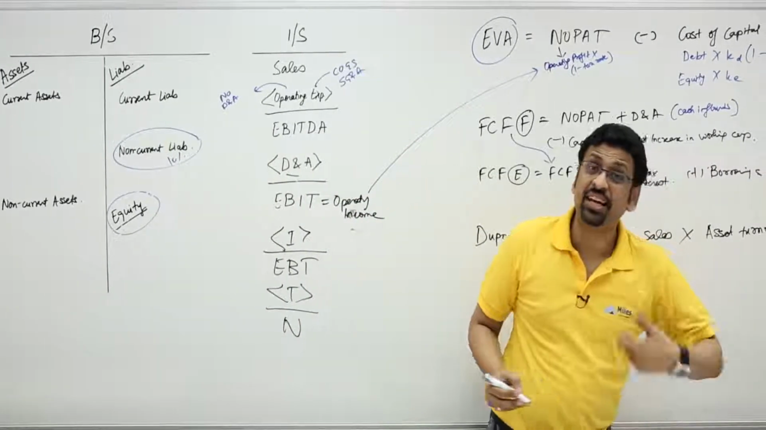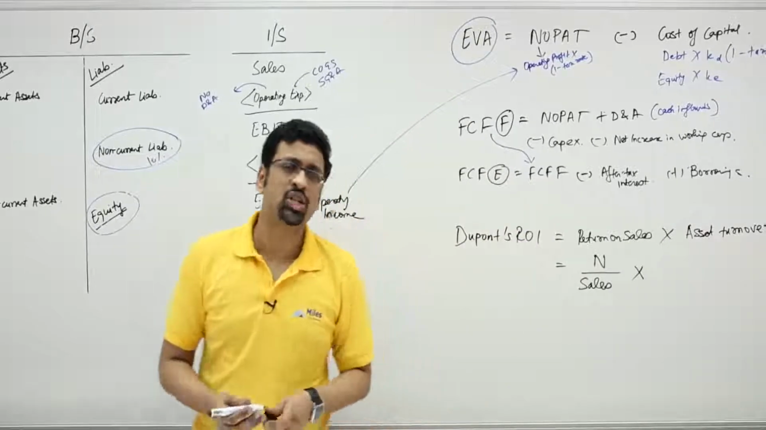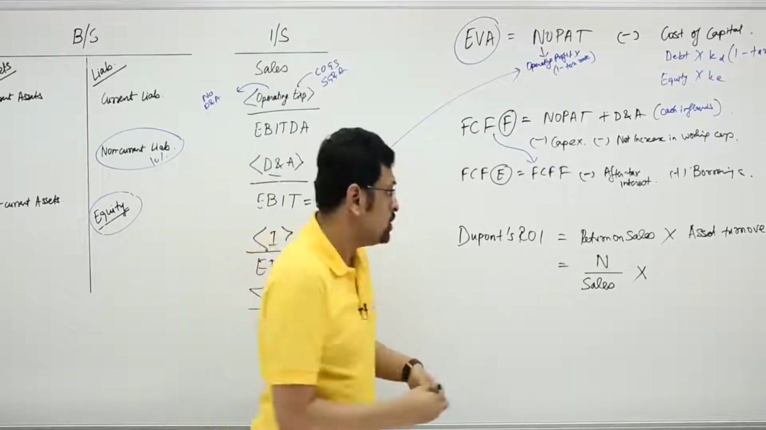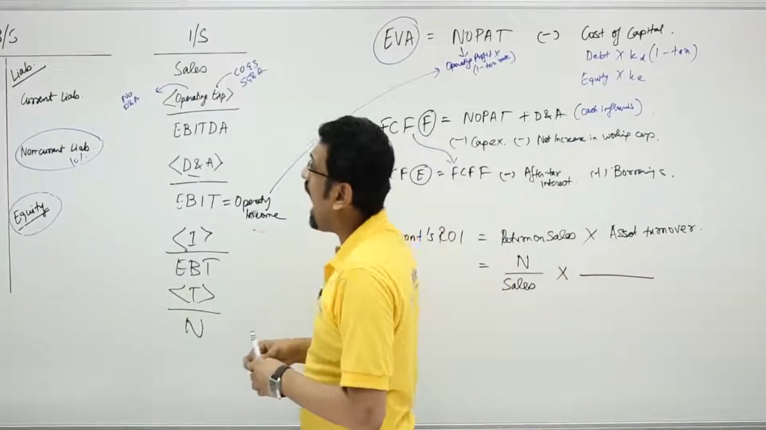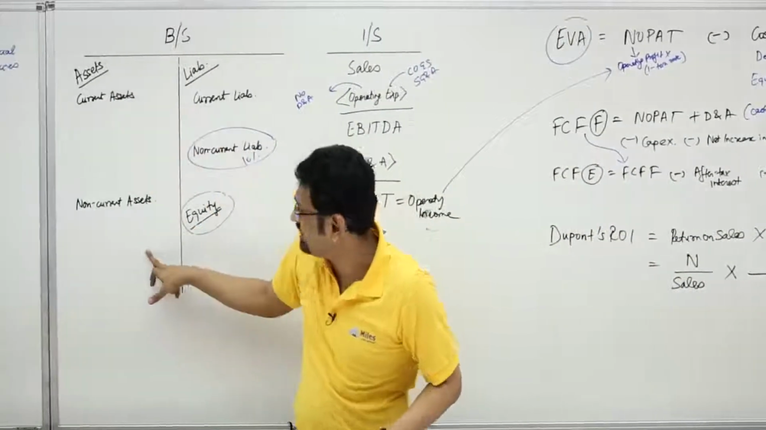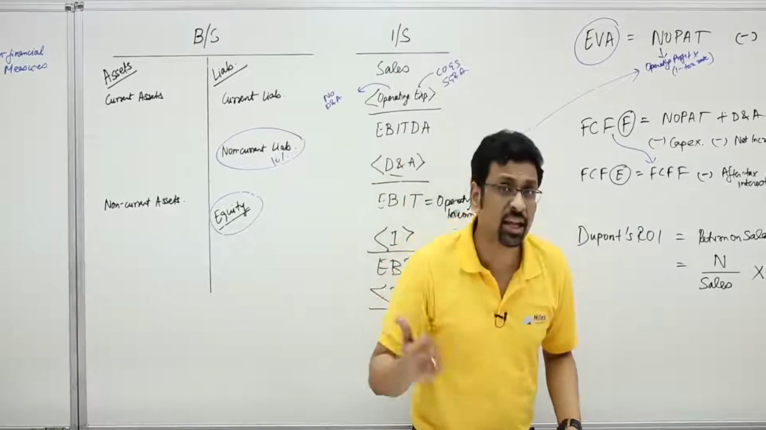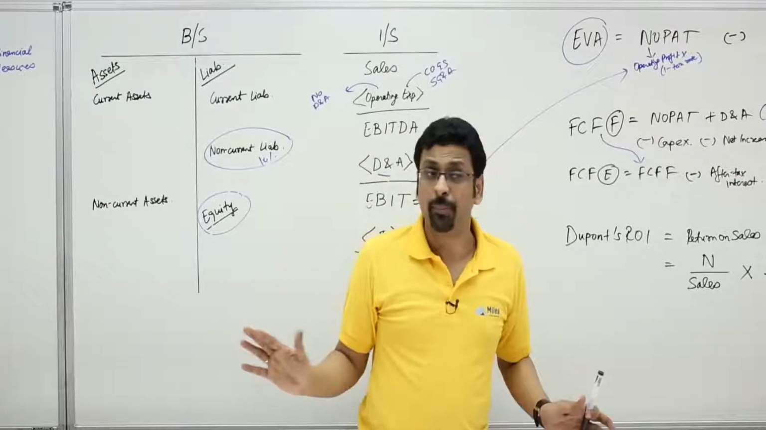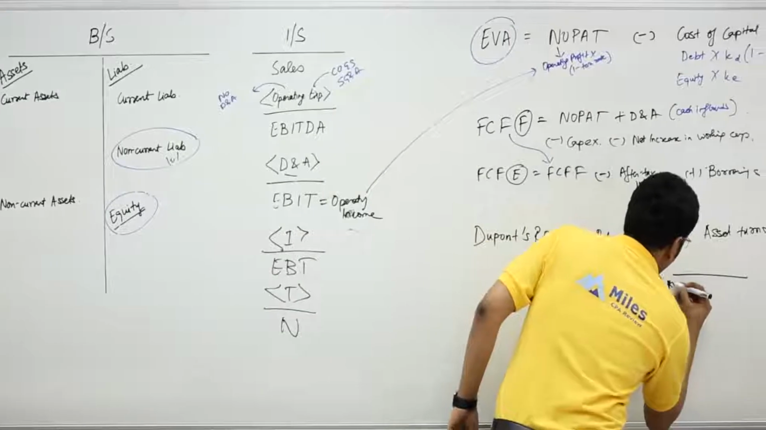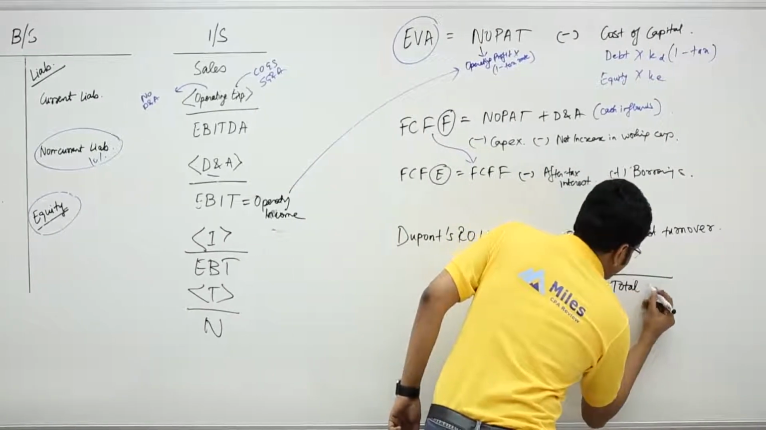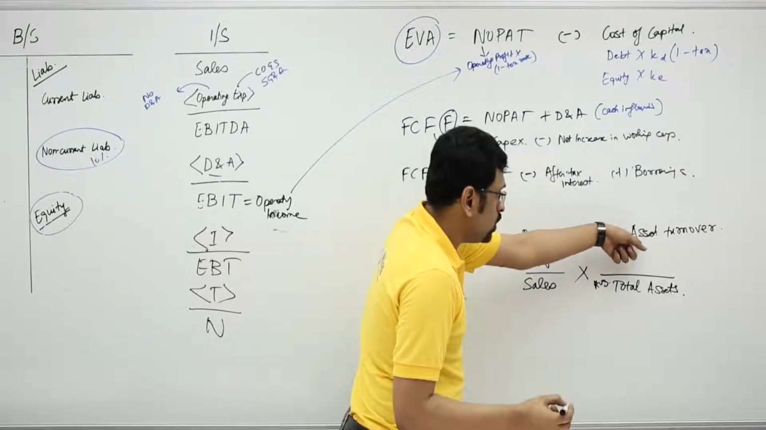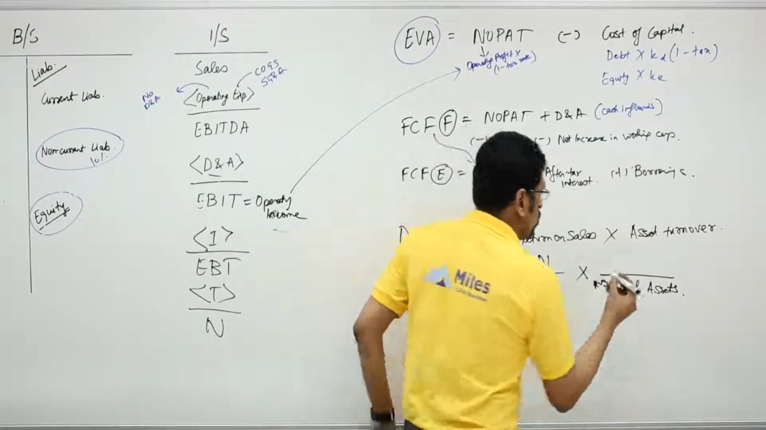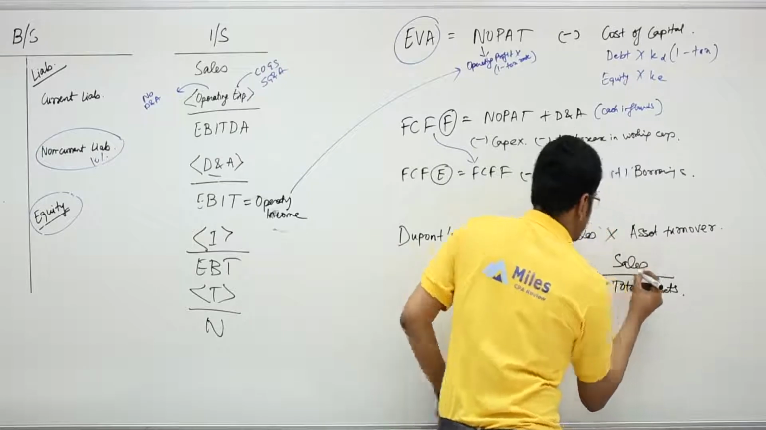Multiplied by asset turnover. Whenever it's a turnover ratio, remember to turn it over. So the denominator here would be assets, and we could say we're looking at average total assets. Total assets is this one. Average means beginning of the year plus end of the year divided by 2. So asset turnover, turn it over: denominator is average total assets, numerator is sales.